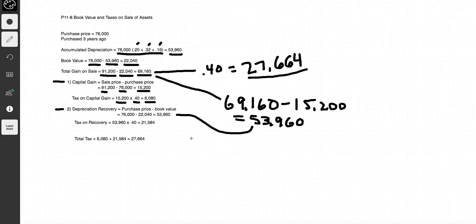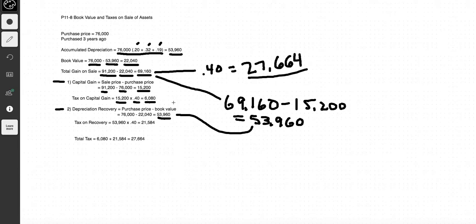But the other way to think about it is the depreciation recovery amount is really just the purchase price of 76,000 minus the book value. And that's going to equal the same thing, 53,960. So again, we calculated the total gain at 69,160. Of that, the easiest part to look at is the capital gain because it's just the sales price minus the purchase price. And that gives us 15,200. So the difference between the 69,160 total gain and the capital gain of 15,200 has to be the depreciation recovery. But that's just kind of a double check way to check your figure.